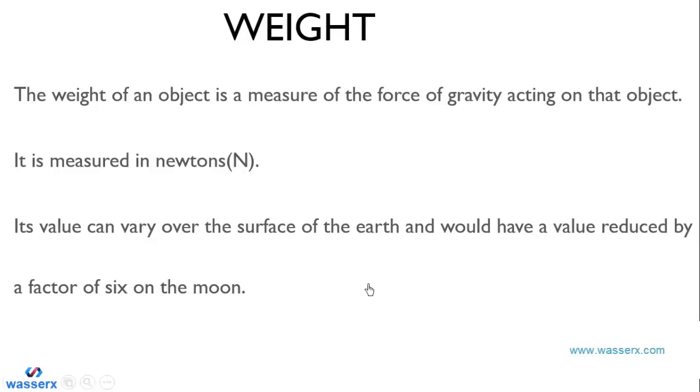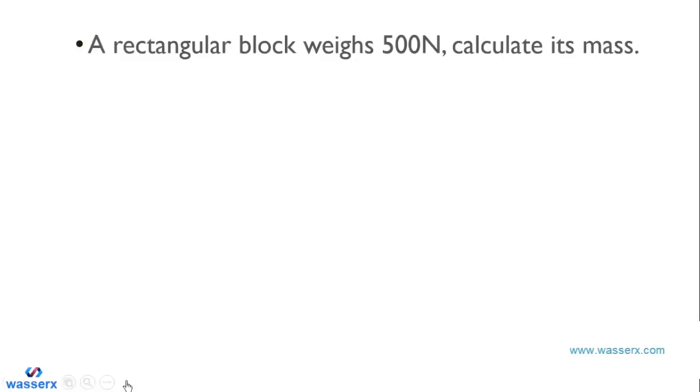So if the force of gravity on Earth is approximately 10, then on the Moon the force of gravity will be 1/6 of 10. So let's take an example. A rectangular block weighs 500 newtons. Calculate its mass. So we know that weight is equal to mass times gravity due to acceleration.